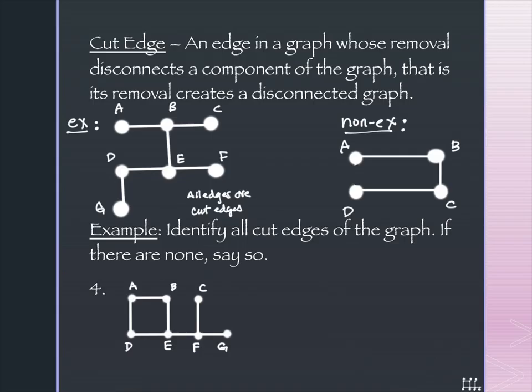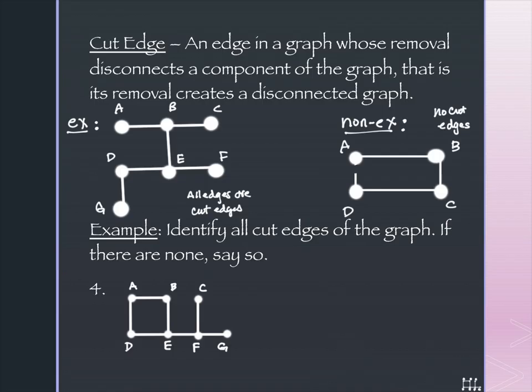Now, could I remove a second edge and create two distinct pieces? I can, but that's not the definition. I have to be able to remove just one of the edges. So in this non-example, there are no cut edges. And of course, like I said, these are the extremes. Sometimes we have cut edges, but not all of them, and sometimes it's everything, so we can get everything in between.